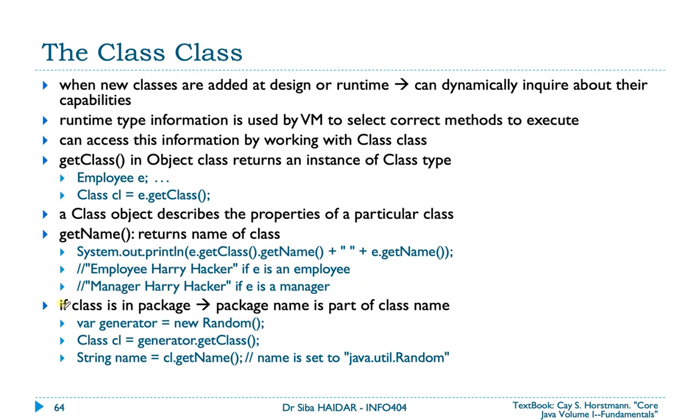If a class is inside a package and we invoked getClass().getName, the package name is part of the string that will be returned by the getName method. For example, var generator equals new Random, and then you get the class and then you print the name. The name will be java.util.Random.